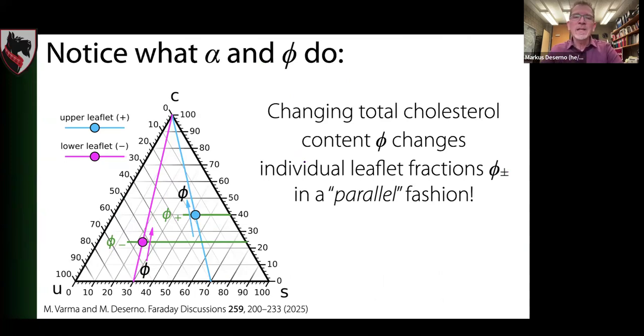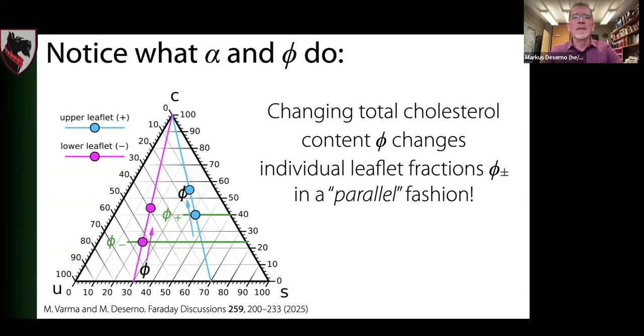Well, think about it. What if I, for instance, add cholesterol to the system? If I do so, and since it can flip easily between the two sides, what will probably happen is that on both sides the cholesterol fraction is going to go up, right? In the sense that the compositions in both leaflets change in some parallel fashion. They might not go up by the same amount, but they will both go up if I add cholesterol to the system.